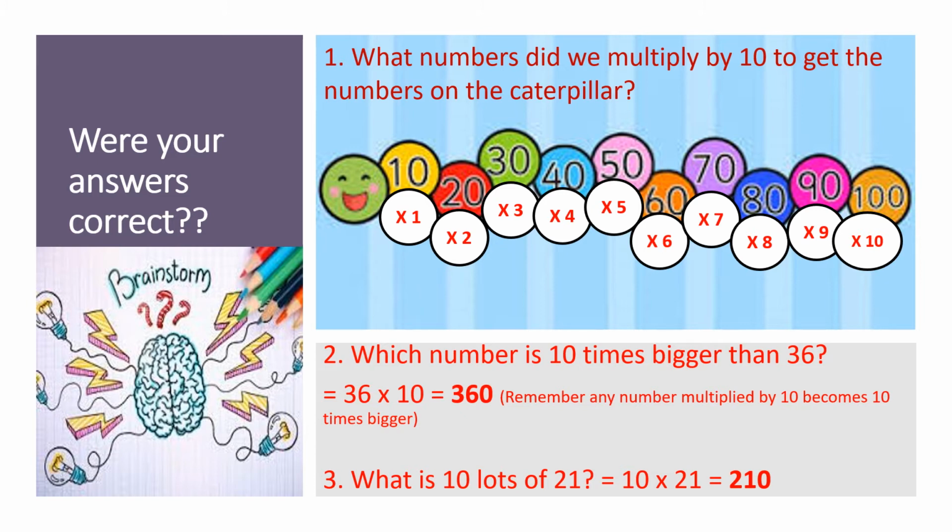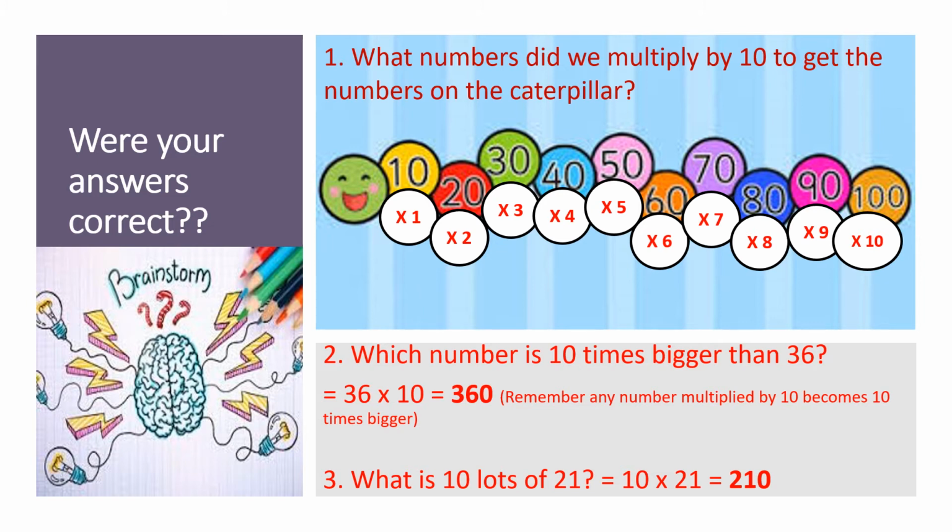Now let's see if you were correct. What numbers did we multiply by 10 to get the numbers on the caterpillar? For 10, we multiplied by 1. 10 times 1 is 10. 10 times 2 is 20. So the numbers we multiplied by 10 to get the number on the caterpillar, or all the numbers on the caterpillar, are the ones in the white circles.